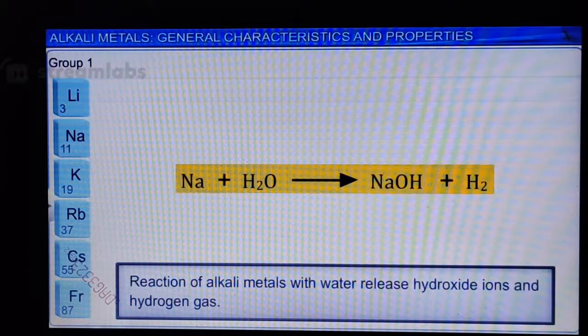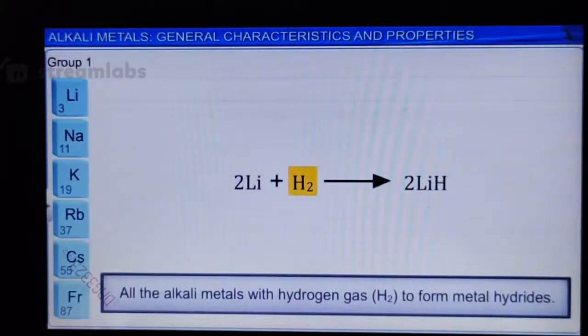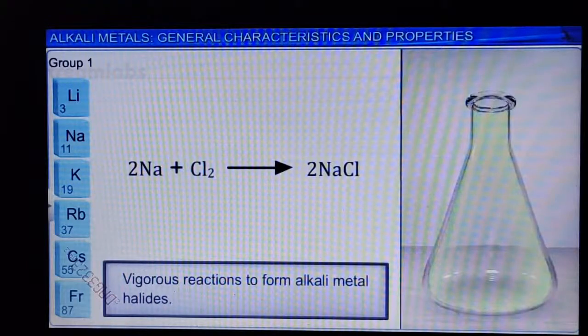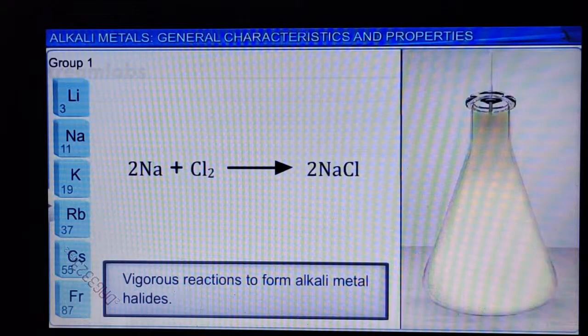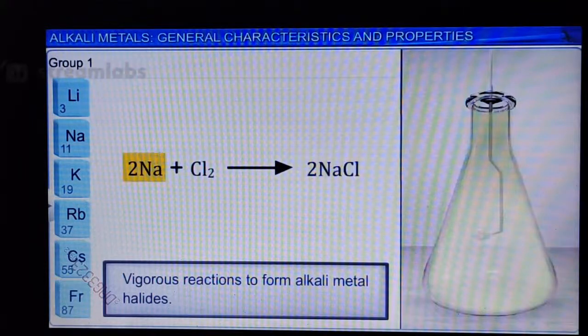I have taught you all these reactions. Okay, then lithium on reacting with hydrogen forms lithium hydride; sodium, potassium and other elements, with hydrogen they form their corresponding hydrides. बहुत simple reactions हैं because they simply lose one electron and form ionic bonds with the compounds. With halogens they form corresponding salts and they react vigorously because इसको एक इलेक्ट्रॉन देना है, उसको एक इलेक्ट्रॉन लेना है. Highly exothermic reactions and form the corresponding metallic salts.